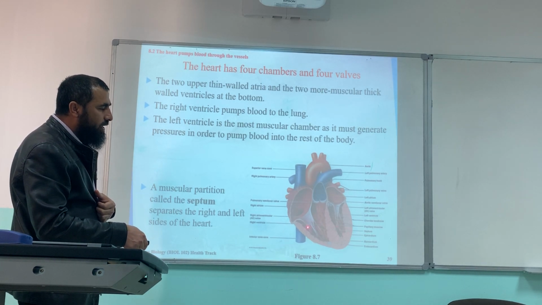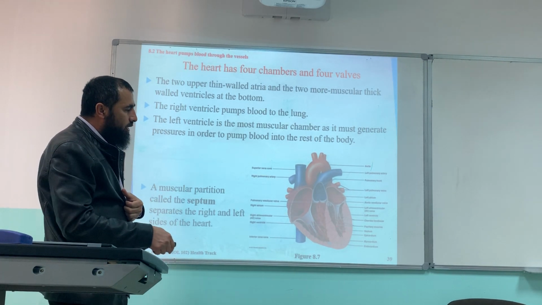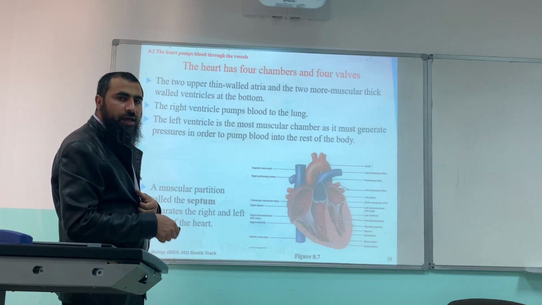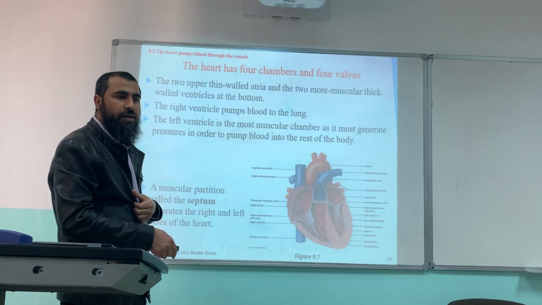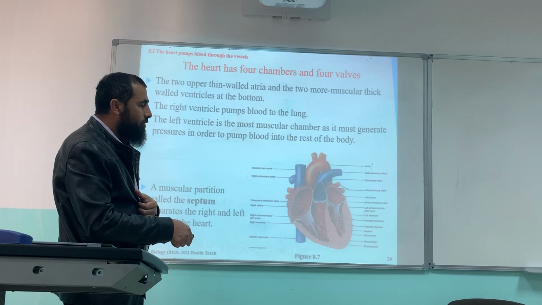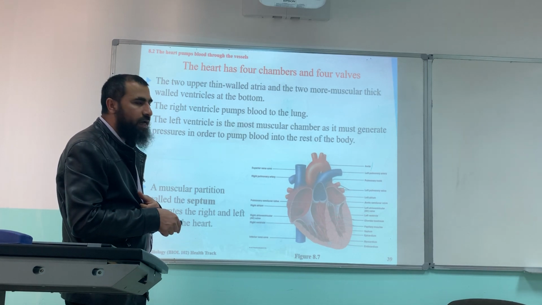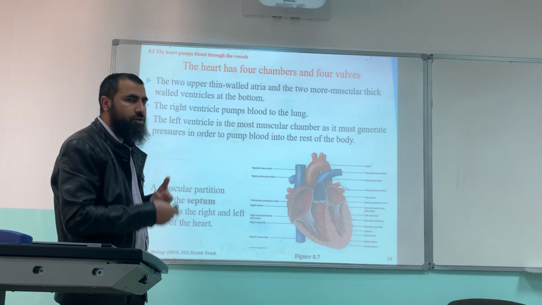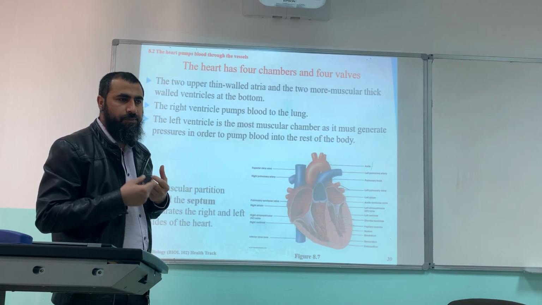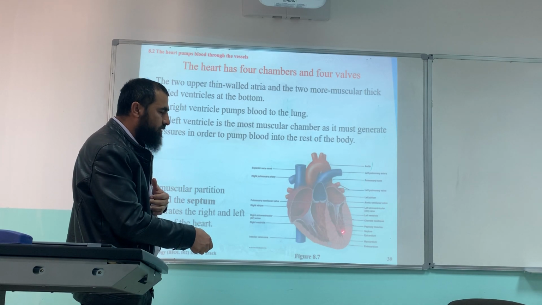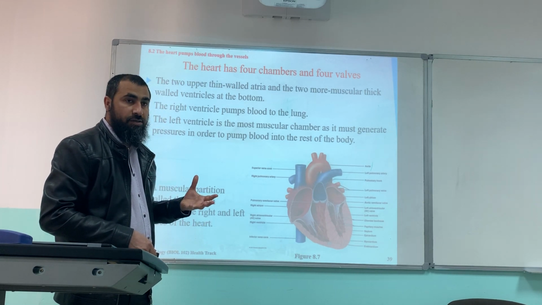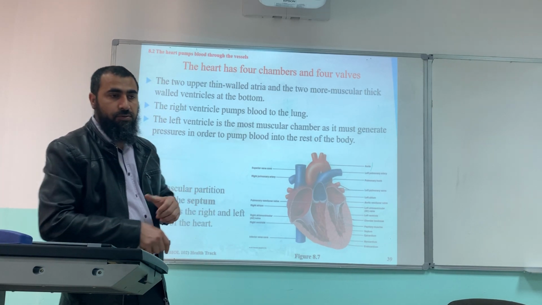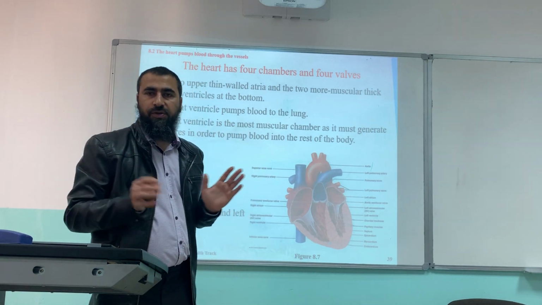When we look at the anatomy of it, we find that the left ventricle has a much thicker wall than the right ventricle, because the left ventricle pumps blood to the rest of the body, while the right ventricle only pumps it to the lungs. So it doesn't have to go too far. This left ventricle, the blood has to go all the way to the bottom and top, everywhere.